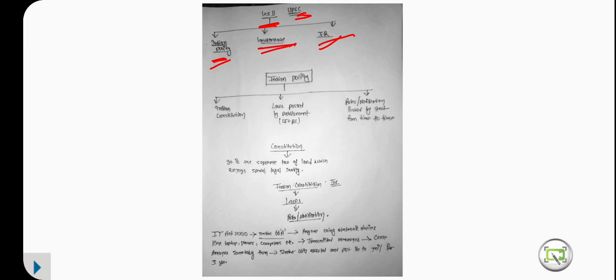And today we are going to cover Indian polity. Indian polity is also subcategorized into three parts. First is the Indian constitution. We have to study the Indian constitution in great detail. Second is the laws passed by the parliament, that is the Lok Sabha and Rajya Sabha.